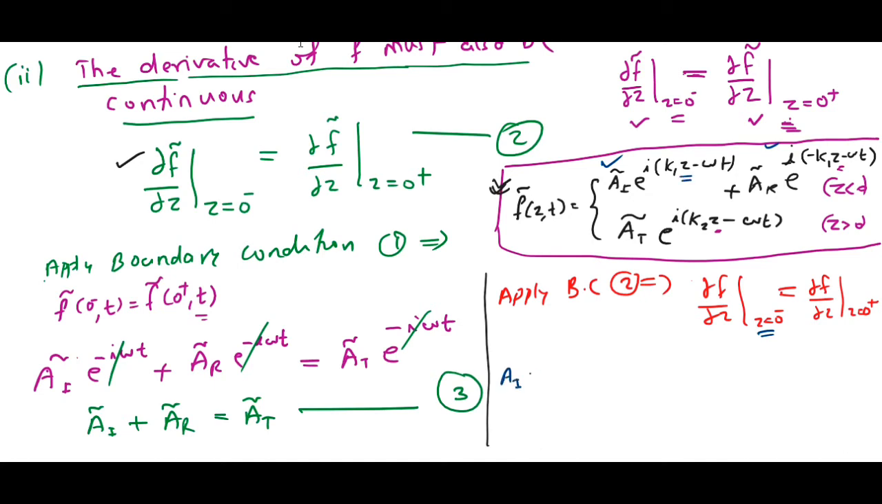That is, A_i e^(i(k1 z − ωt)) on differentiating gives into ik1, plus A_r e^(−i(k1 z + ωt)) into −ik1, equal to the right hand side. ∂f/∂z is equal to 0 plus... that is, we differentiate the z greater than 0 region.